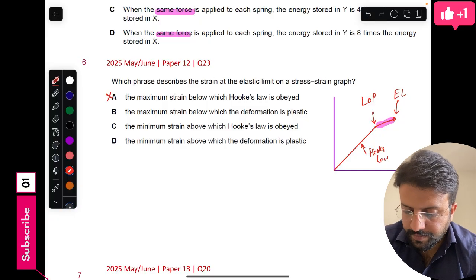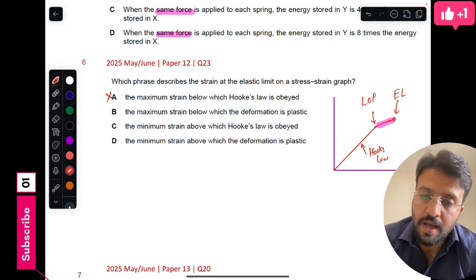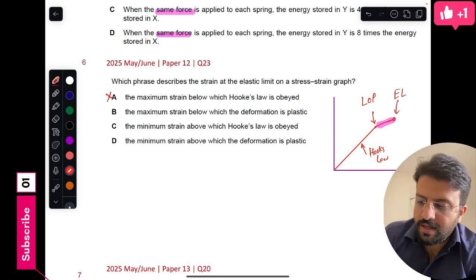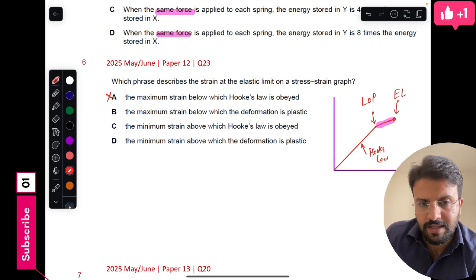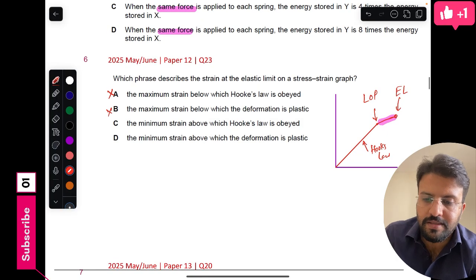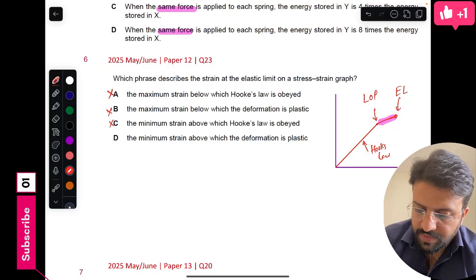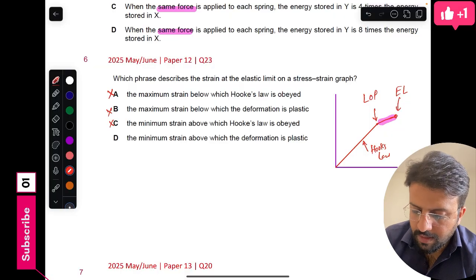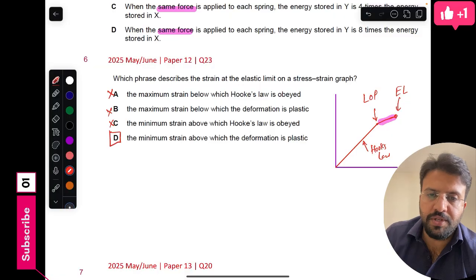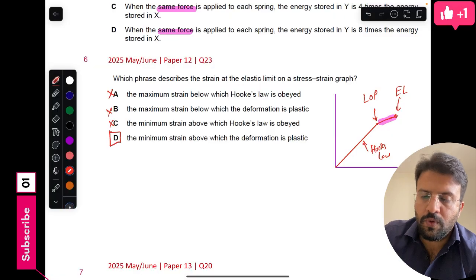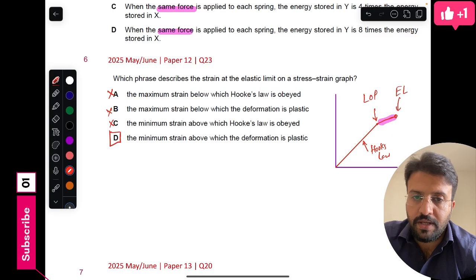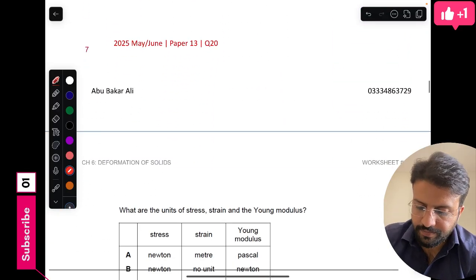Okay, then in part B, the maximum strain below which the deformation is plastic, not below it is plastic, below it is elastic. Okay, after the elastic limit the deformation will be the plastic deformation. So this is not the option. Okay, the minimum strain above which the deformation will be plastic, yes. If you go above the elastic limit, the deformation will be permanent. That is called the plastic deformation.